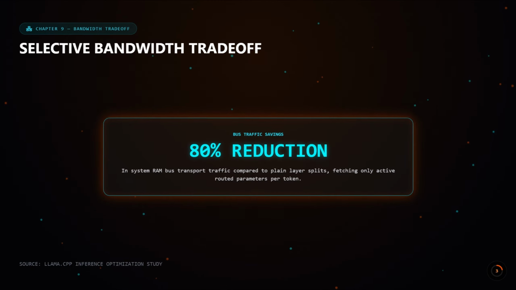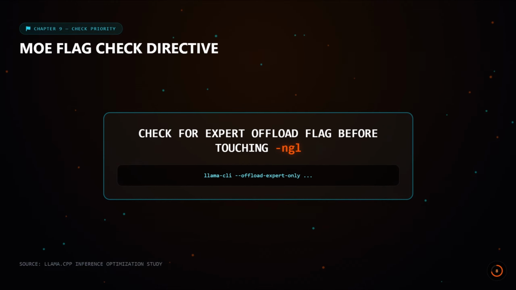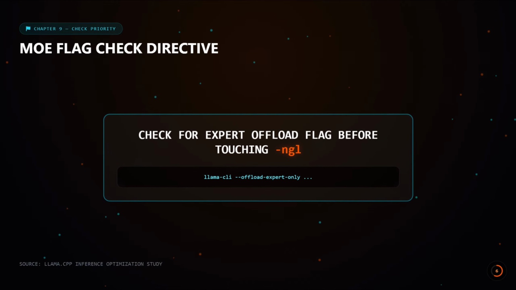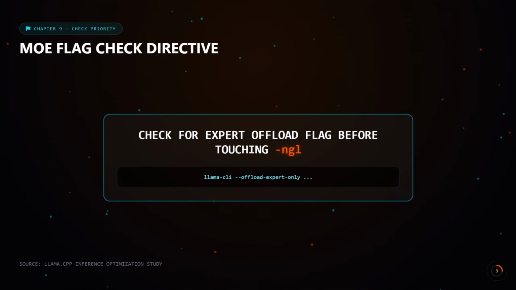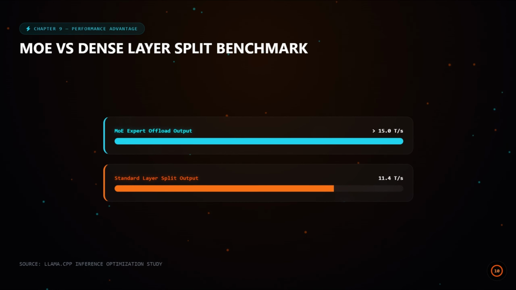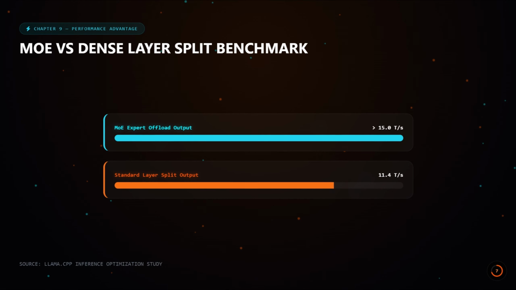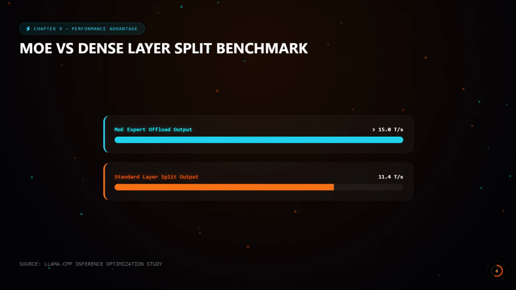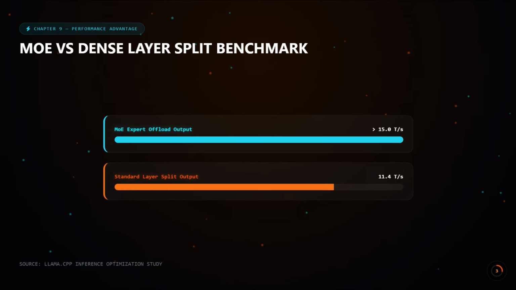out to system RAM. For a mixture of experts model, this is a much better trade than the plain GPU layer split, because you are not paying the RAM tax on every token, only on the tokens that route to an expert sitting outside the card. If your 22GB model happens to be built this way, check for that flag before you touch NGL at all. It will very likely outperform the layer split approach on the exact same hardware.